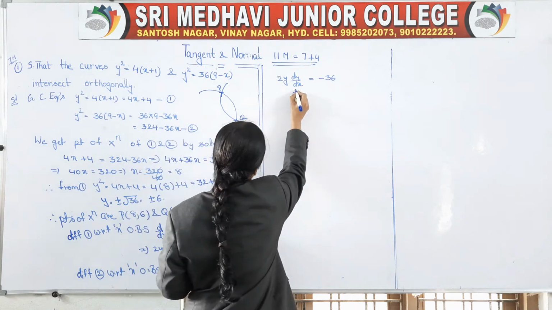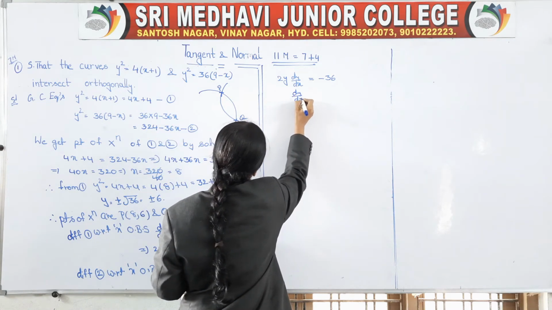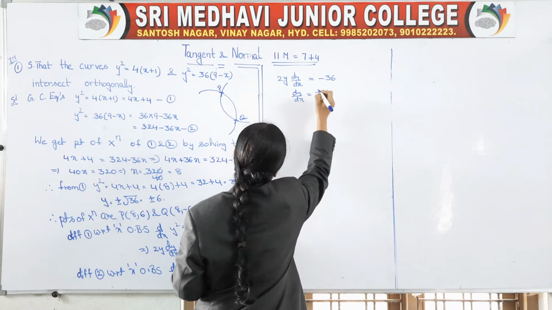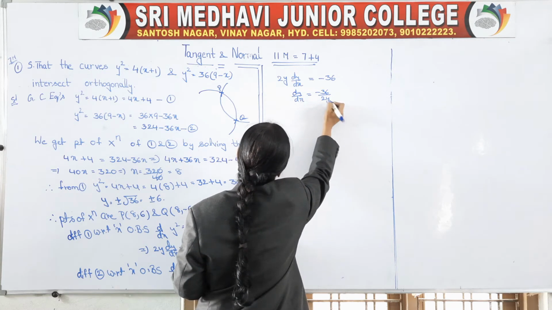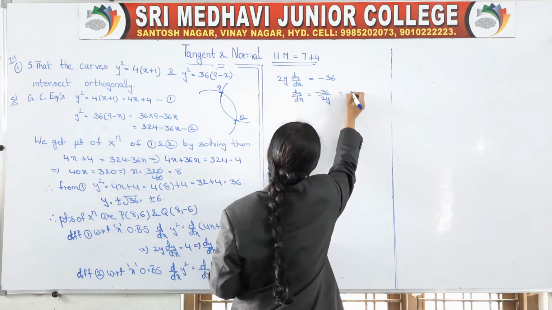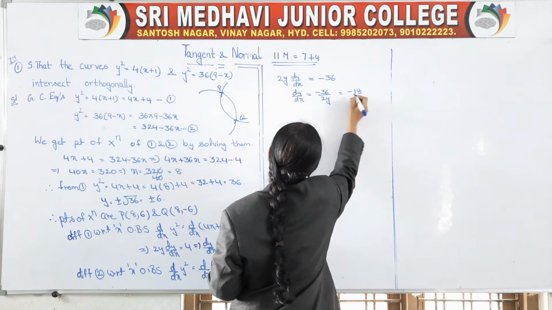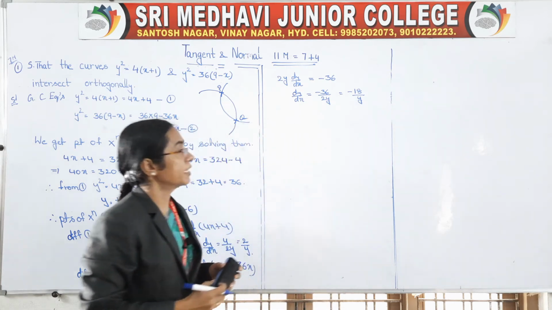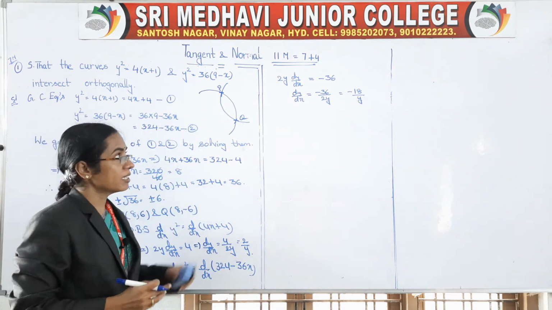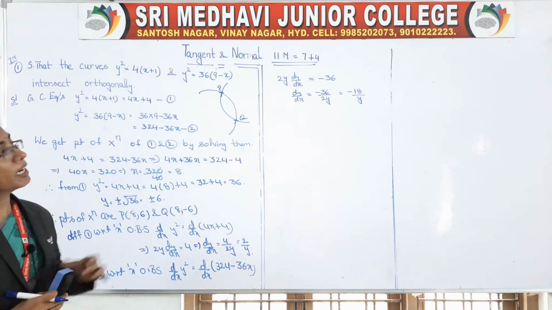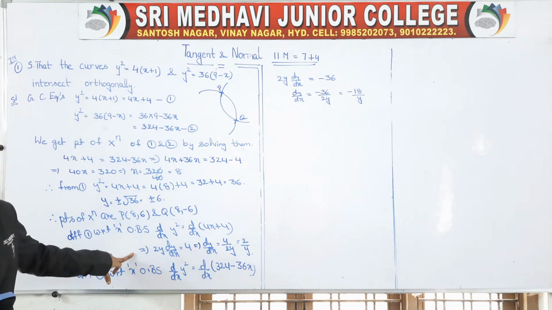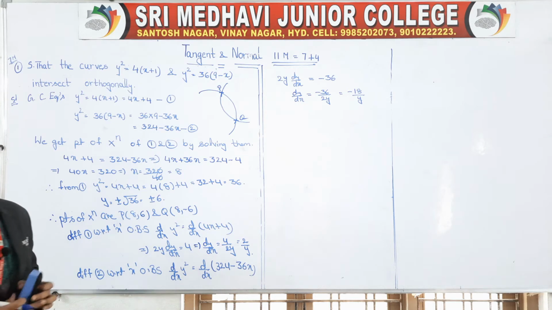Then what will be your dy by dx? dy by dx is equal to minus 36 by 2y. Okay, so it is minus 18, 2 18s are 36, so it is minus 18 by y. This is the derivative, dy by dx, of the second curve. This is the dy by dx of the first curve.